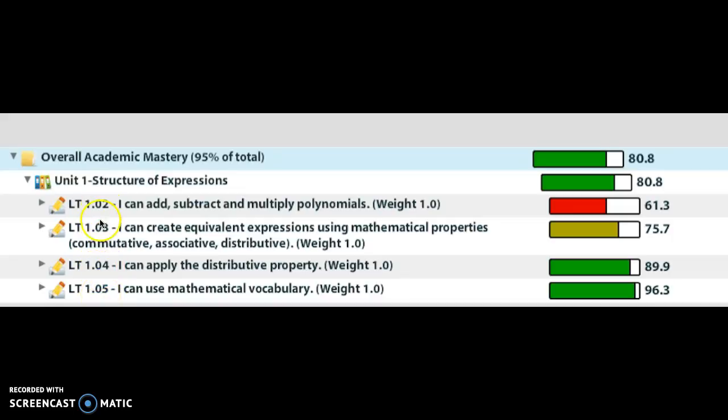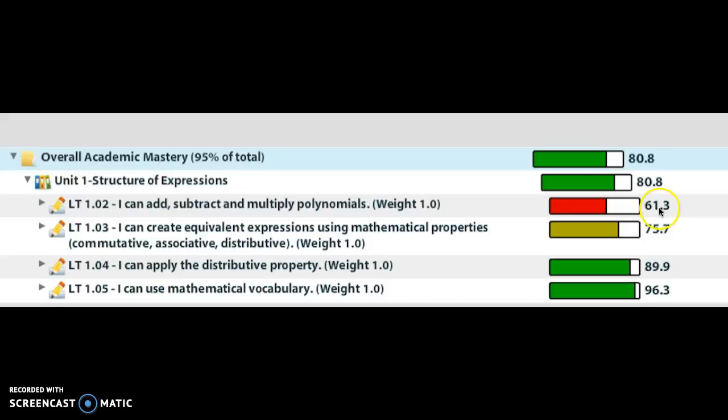And within each of these learning targets, multiple assessments make up the average that you see over here. So for example, in this learning target, if you click the arrow, which I can't do here, but you can on your jump rope, you can click this arrow and it will drop down and show you all the assessments that are in here that make up this grade. So for example, there might be an exit ticket, there might be a quiz grade, and there might also be your unit assessment grade.